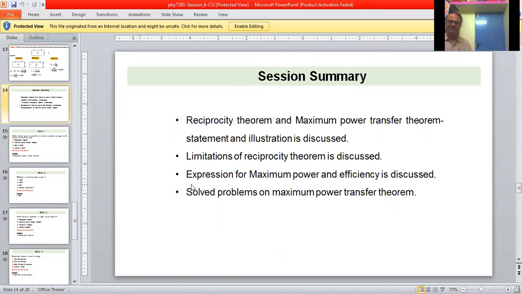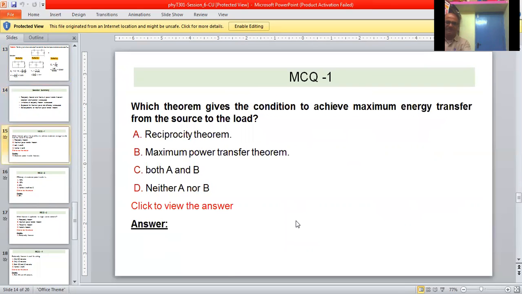And the summary of this session is that the reciprocity theorem and maximum power transfer theorem are stated and illustrated. They are discussed. Limitations of the reciprocity theorem are discussed. Expressions for maximum power and efficiency are also derived. Problems are solved on the maximum power transfer theorem.